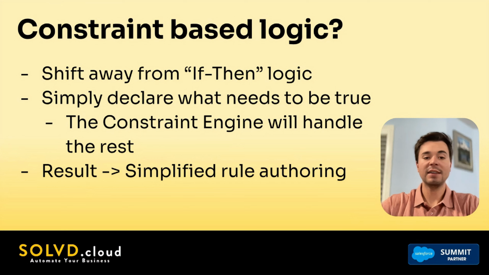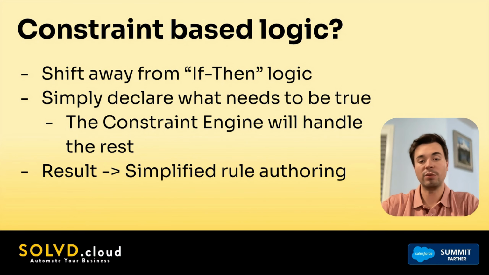Constraint-based logic is the key to understanding how the constraint engine works, which is what the Advanced Configurator runs on. So it's really a shift away from that if-then logic that we used a lot with product rules and the standard configurator, and more a shift to just defining what needs to be true. So instead of, like in product rules or the standard configurator, specifying if A, B, and C are true, then this needs to be true, or do this action, or show this product, or hide this product, instead of doing that, we're defining different constraints, basically just saying what needs to be true.